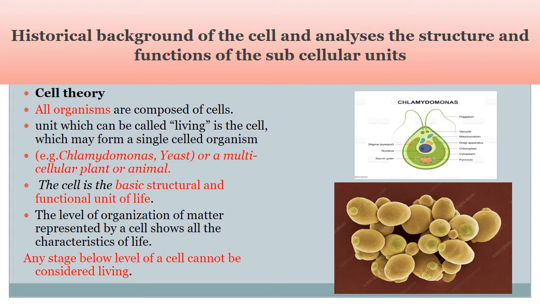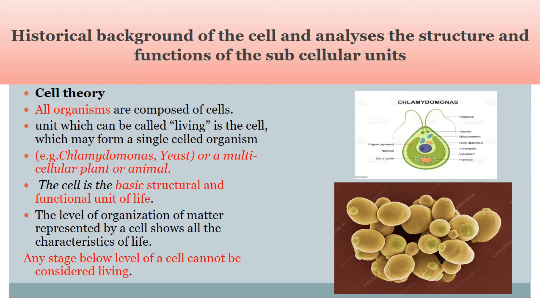Now, according to the cell theory, all organisms are composed of cells, and the unit which can be called living is the cell, which may form a single-celled organism like Chlamydomonas, which you can see in the picture on the right, which is a unicellular chlorophyte, or yeast, which you can see in the diagram here, which is a unicellular fungus.